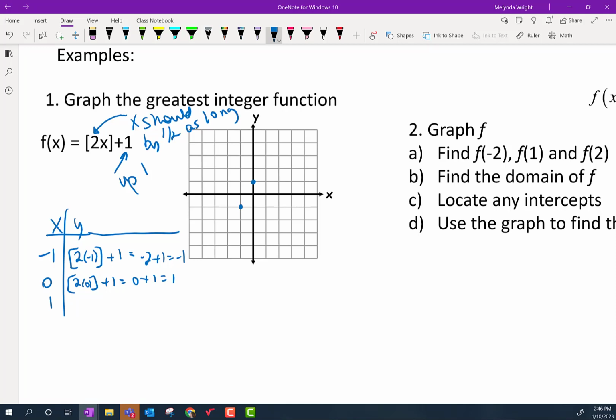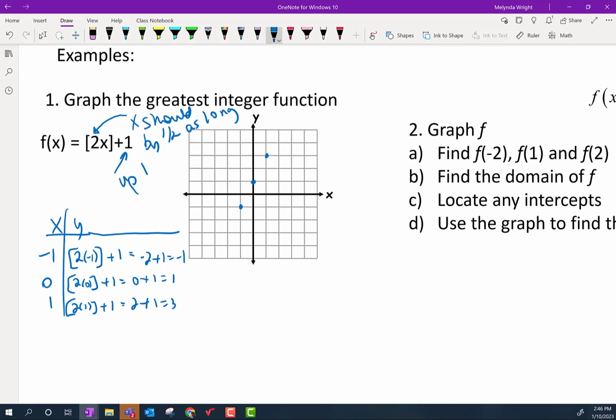Okay, that already looks weird, doesn't it? They're like 2 spaces apart, like the y goes up 2. So there's something weird about that. Let's put a 1 in. 2 times 1 plus 1 is 2 plus 1, or 3. So 1 would be at 3. Okay, so those are definitely solid points, but I still don't have enough information to graph.